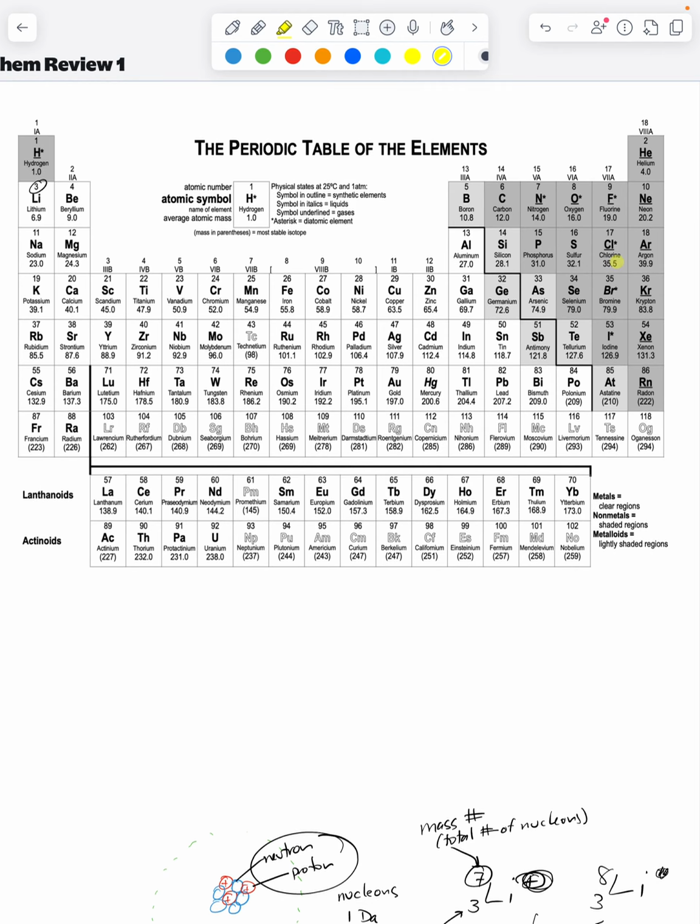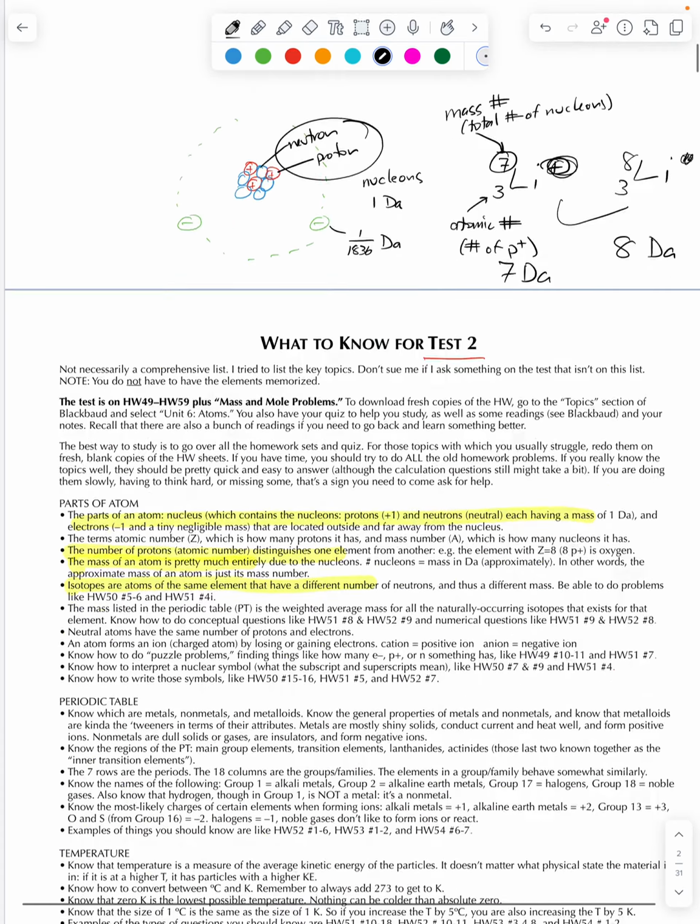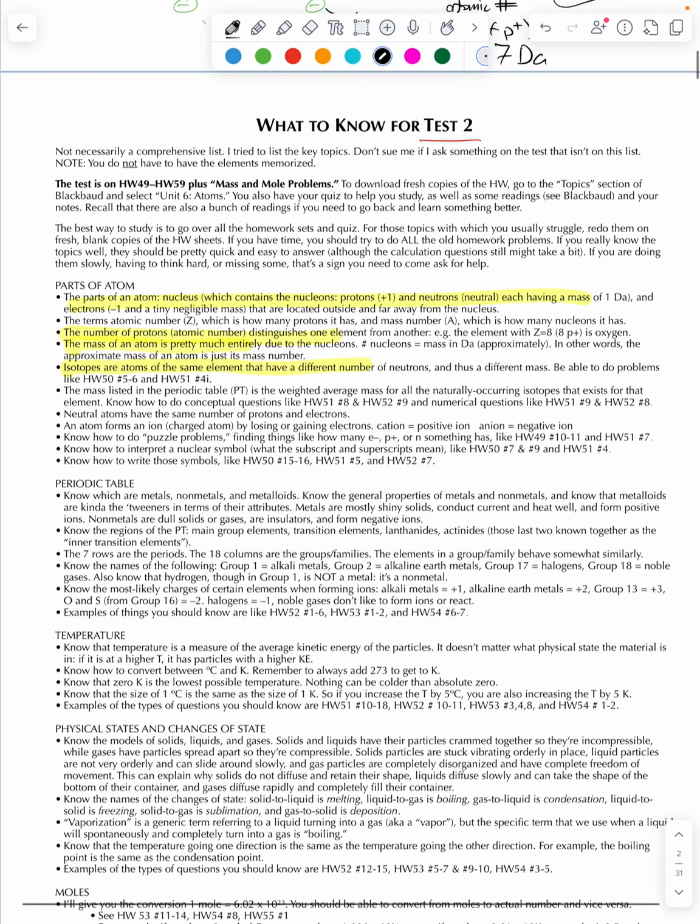So for example, the classic example is over here, chlorine 35.5. So there's no such atom of chlorine that's 35.5. It's just that there are different isotopes of chlorine, and taking into account the natural abundances of all the naturally occurring isotopes of chlorine, the average turns out to be 35.5. Not a big deal, but that's what I meant by that bullet.